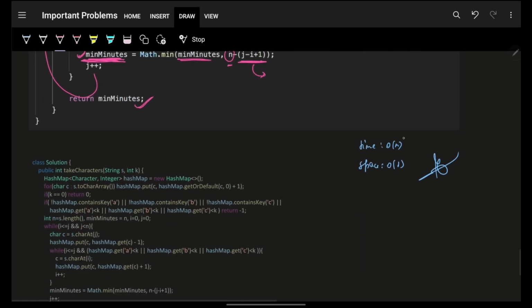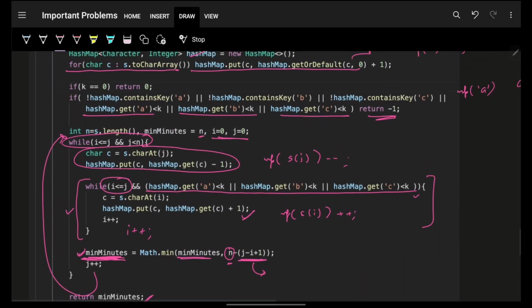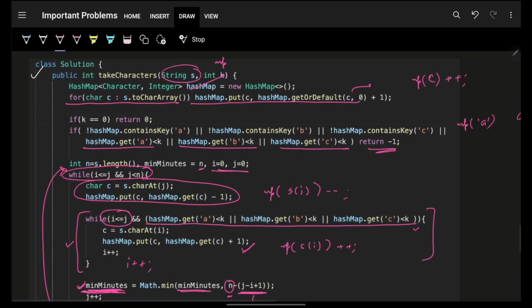Now time is O of n because you are going over all the elements, and space is O of 1 because you are using a hash map, but that hash map contains only 3 characters A, B and C. Thus the space is O of 1.